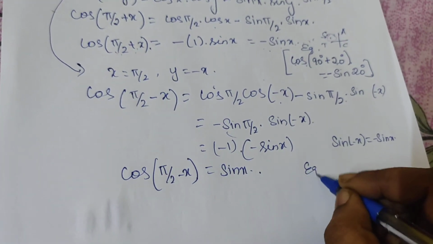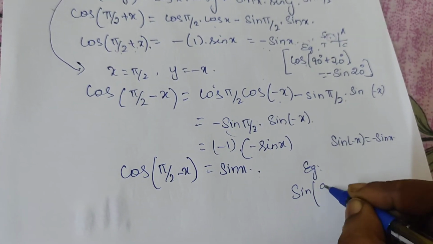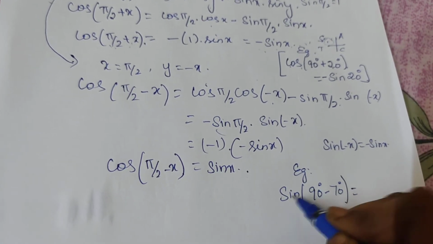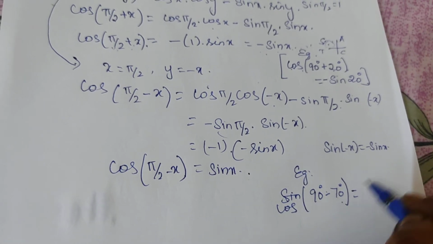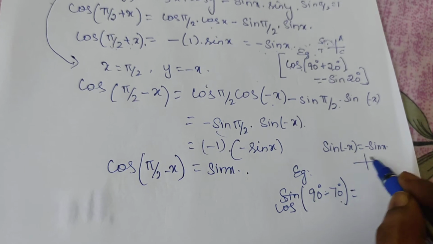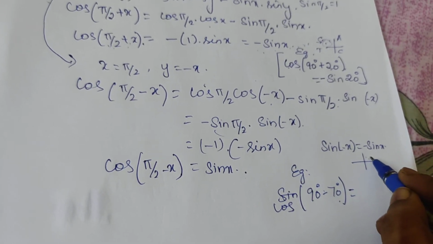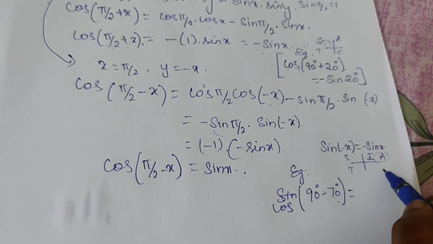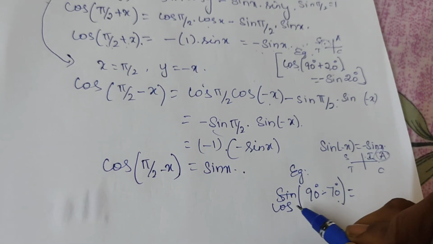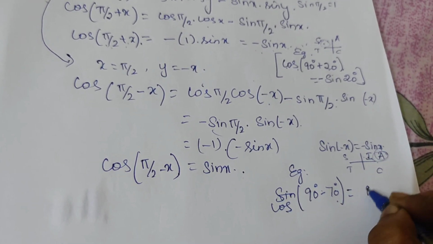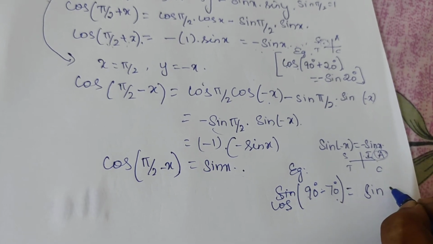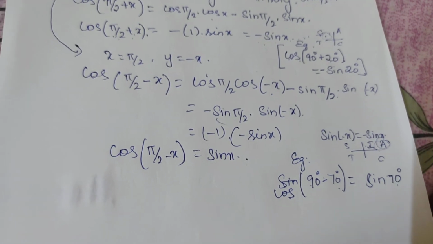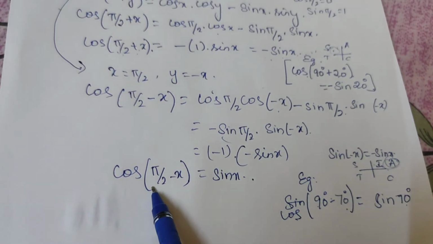For this we can take an illustration example. Suppose cos of 90 degree minus 70 degree. This angle will lie in the first quadrant. According to the phrase all silver teacups, in the first quadrant all ratios are positive. So cos will turn into sin, and the sign will be the same. You will have sin 70 degree. So this is one of the important results.